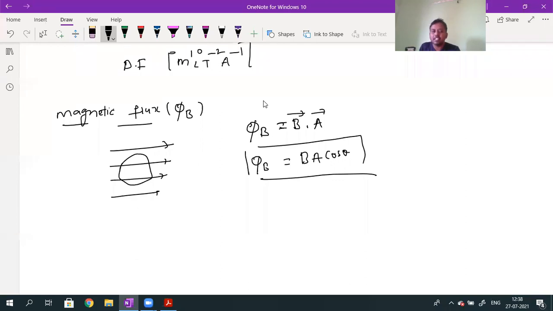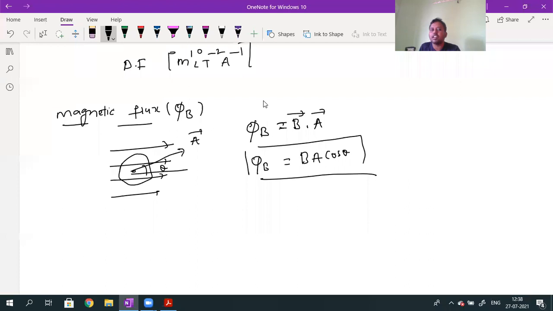Understood? This is the area. If the total area is A, and I draw the normal to the area, the normal gives the direction of A bar. If A bar makes an angle theta with B bar, then what is the total flux formula? BA cos theta, which is B bar dot A bar, where B is the magnetic field induction, A is the area vector, and theta is the angle between B bar and A bar. Everything is the same as before. So this is the total flux.